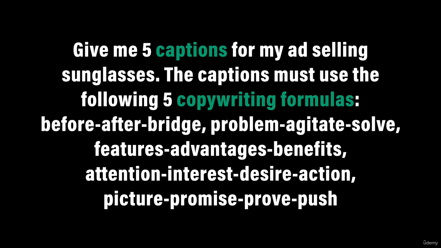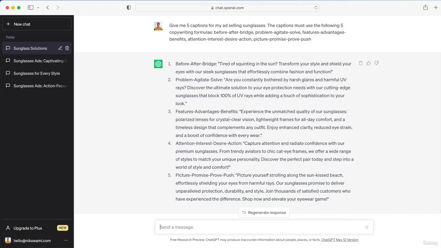If you Google list of copywriting formulas and click the article by Buffer, it gives you a complete list of them, including a description and example for each one. So you can test any of these or all of these in your ads and see which ones perform best with your audience. So let's look at ChatGPT's response to our prompt, and specifically, let's focus on the 5th caption.